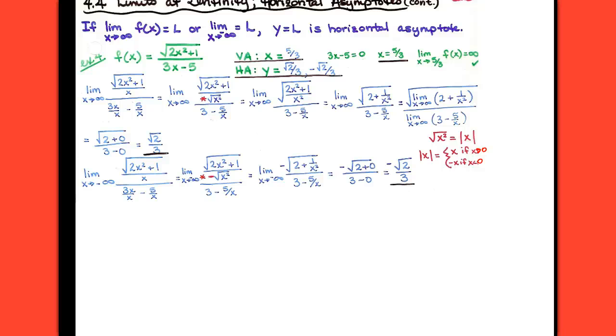All right, second half of section 4.4, page 254.